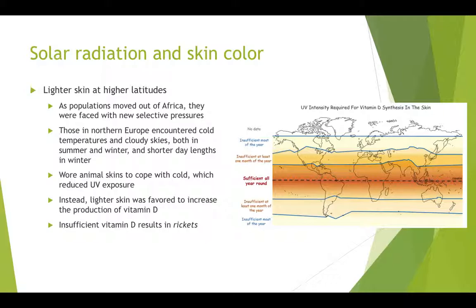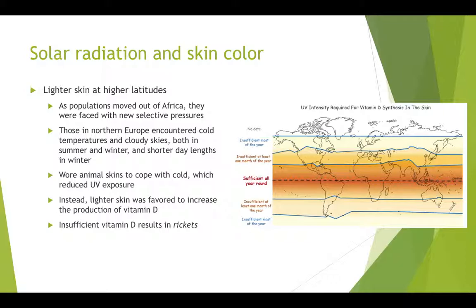Lighter skin at higher latitudes was selected for as populations moved outside of Europe. It is a response to these new selection pressures that include things like cold temperatures and cloudy skies. These cloudy skies are not just seasonal, they occur both in the summer and winter. That means less solar radiation is actually reaching the Earth. These colder temperatures are also then associated with increased clothing wear because you needed to cope with cold. We also have then shorter day length during certain seasons of the year, particularly during the winter.